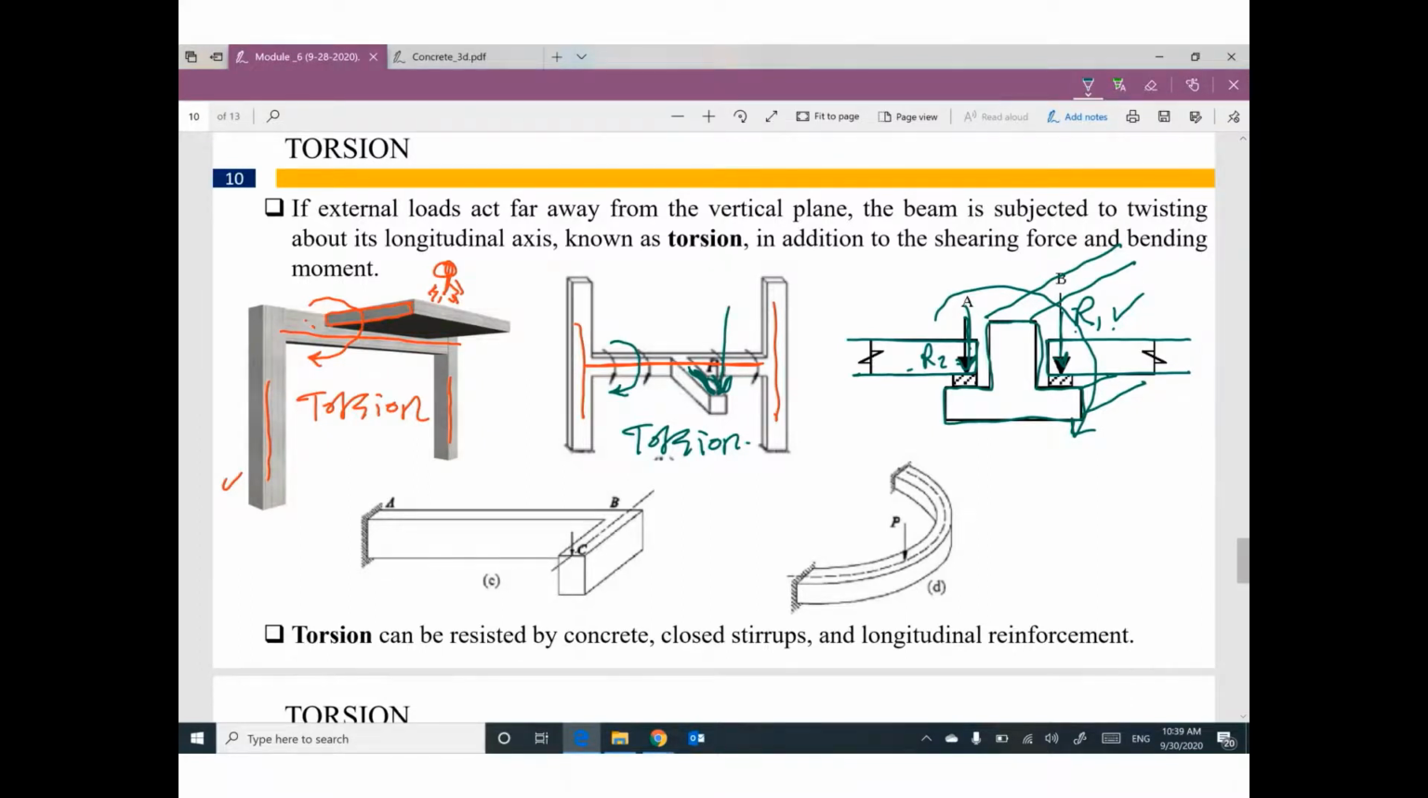If you have a curved beam and you have vertical load, this vertical load will twist the beam. Or you have a 3D beam. So this concentrated load by this arm will make this beam rotate. So we have different situations where we can find torsion. Do you have any comment or any question about torsion?